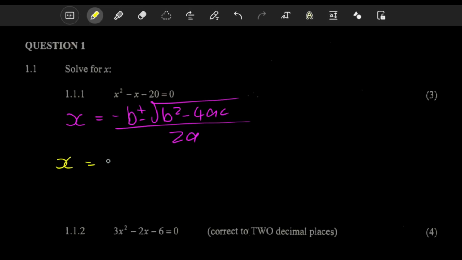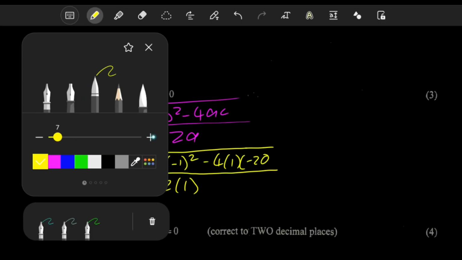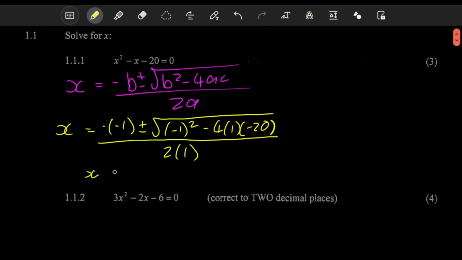Anyways, B here is a -1, A is a +1, C here is a -20, and we just need to put all this into our calculator. So let's see what this gives us. We are getting here a +5, which is expected because here we need factors of 20 that will give us a 1, like 4 and 5. So here we're getting a +5, or we're getting a -4. So this question was not so bad, straightforward. 3 marks, you get your 3 marks and you move on.